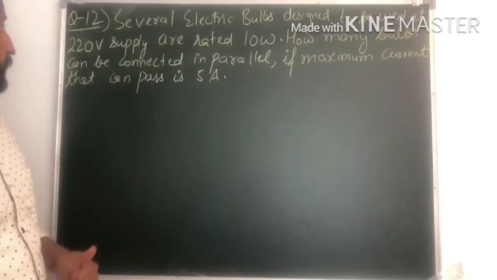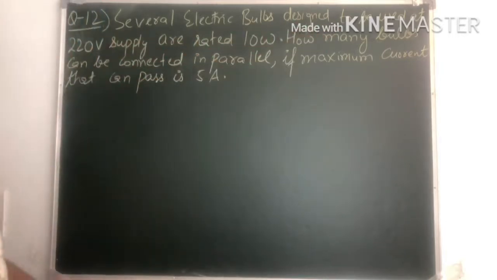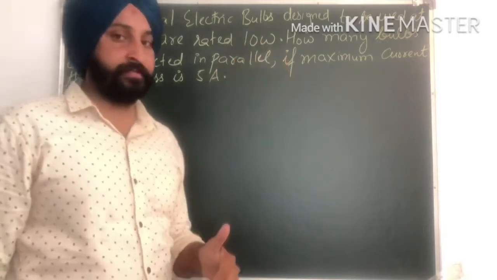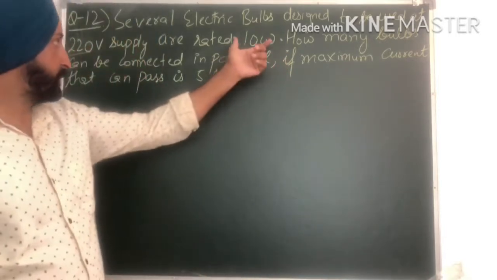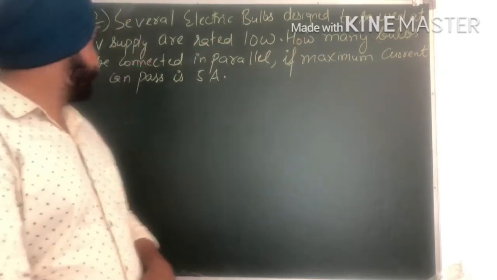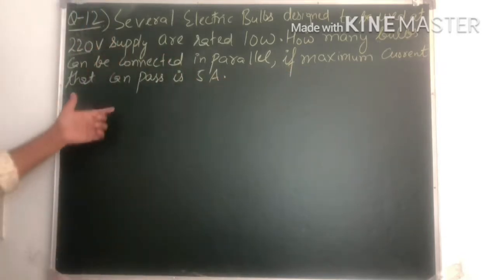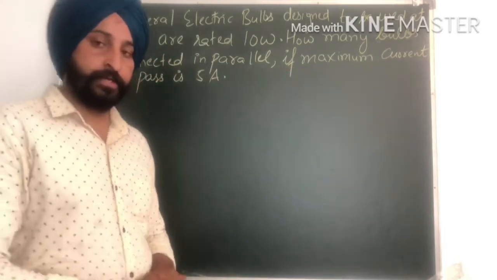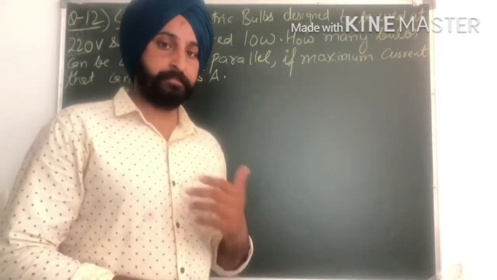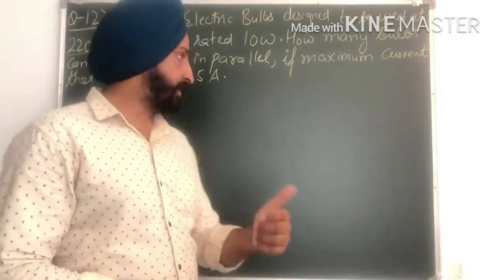So in this question, several electric bulbs designed to be used at 220 volt supply are rated at 10 watt. That means their power is 10 watt and the supply that they need is 220 volt. How many such bulbs can be connected in parallel if maximum current that can pass through them is 5 ampere? So we have to calculate that how many such bulbs we can connect them in parallel so that 5 ampere current passes through them at voltage of 220 volt.